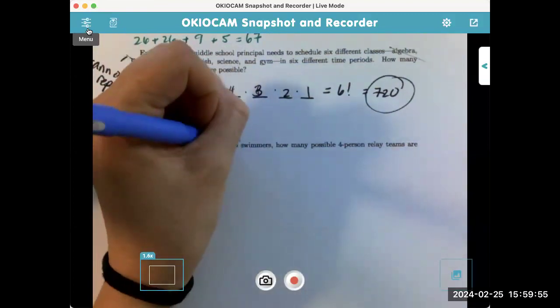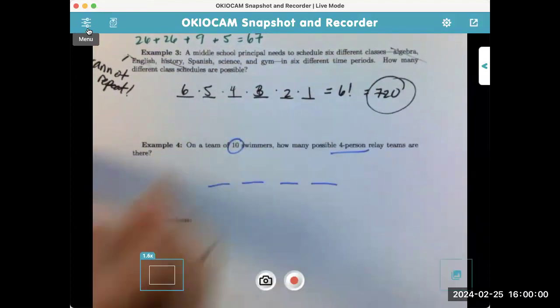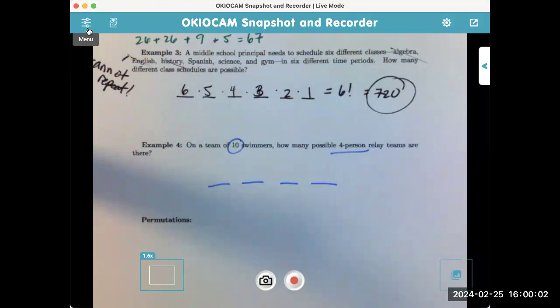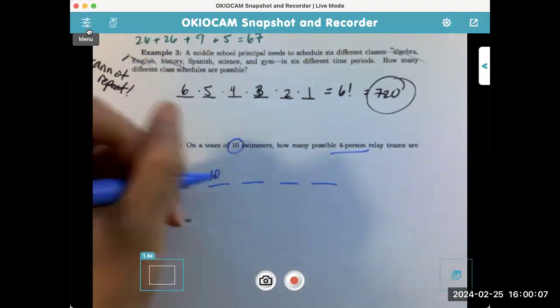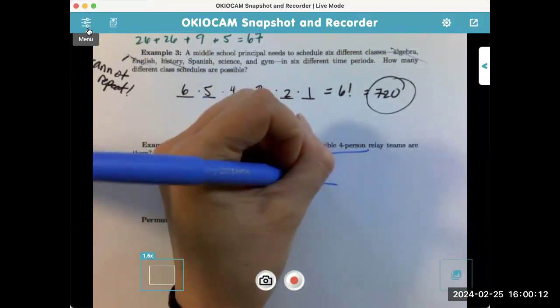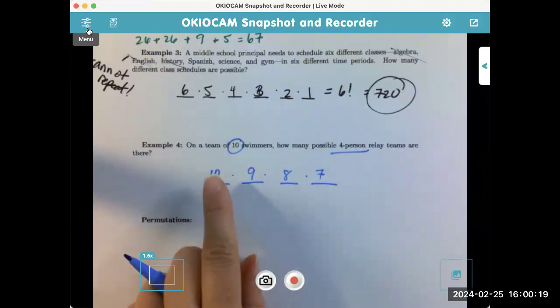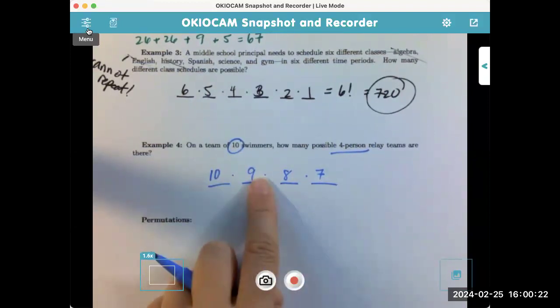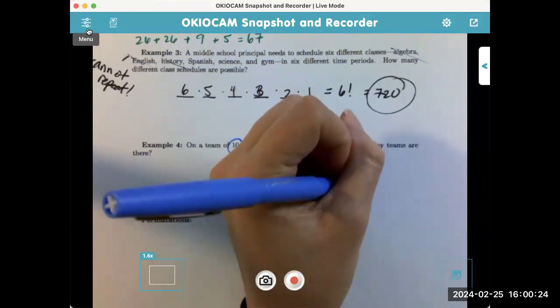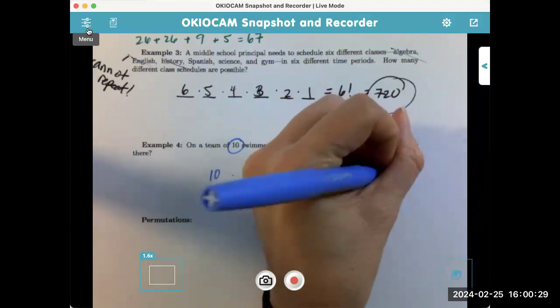Okay. So now we've got 10 swimmers and we need a 4-person relay. 1, 2, 3, 4. So with the relay, only one person can go at a time. So we've got 10 people to choose from at first. Then we have 9, then 8, and then 7. Okay. So this can be thought of as 10 times 9 times 8 times 7, which we can just pop into the calculator and we get that this is 5,040.